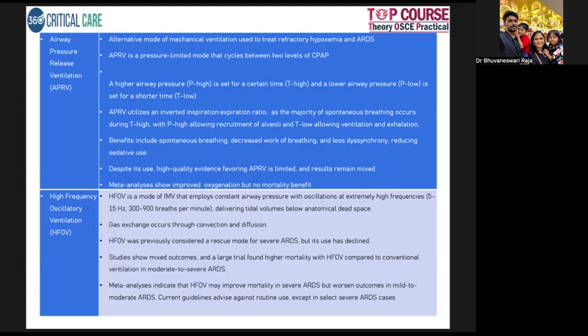Then comes high frequency oscillatory ventilation, an invasive mode of ventilation that employs constant airway pressure with oscillations at extremely high frequencies, delivering tidal volumes below the anatomical dead space. So the gas exchange occurs through convection and diffusion. It was previously considered a risky mode, and its use has declined because it increased the mortality in patients with ARDS. The meta-analysis indicates it could still be used for mortality benefit in severe ARDS, but may worsen the outcomes in mild to moderate ARDS, and current guidelines are against its use.